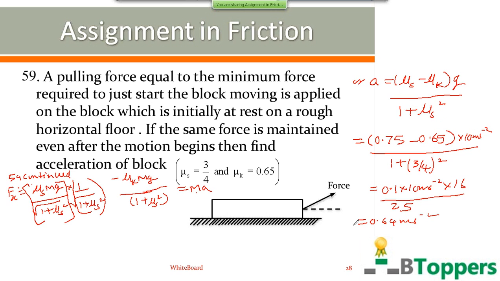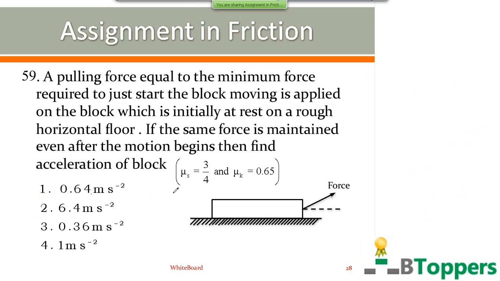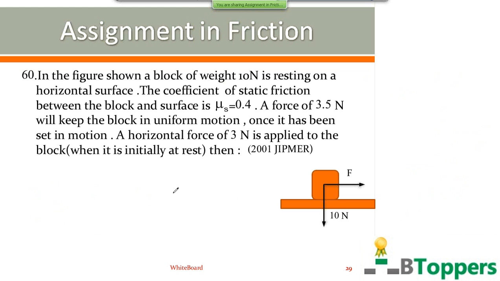Next, I want to discuss the next question. So for question number 59, which I have just discussed, the first option is the answer, that is 0.64 meter per second square. Next, I will see question number 60, which was given in the 2001 JIPMER entrance examination. See question number 60.